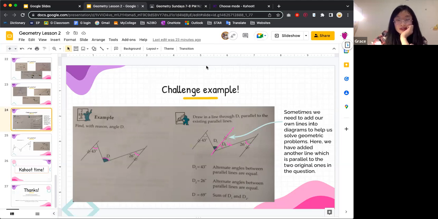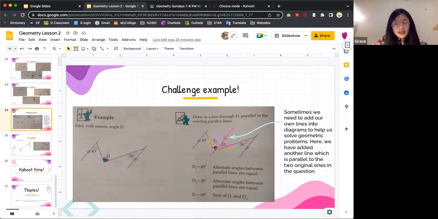And we've got 43 here. So this one must be 43 also because of alternate angles. 43. And the angle that we wanted to find was this big one. So if we add 43 and 26, we're going to get 69 degrees.